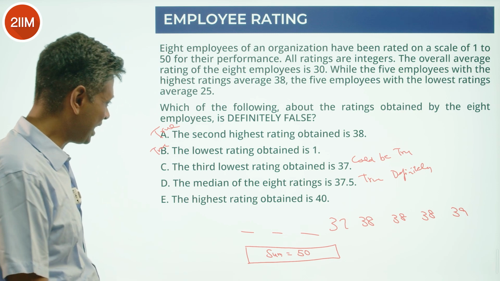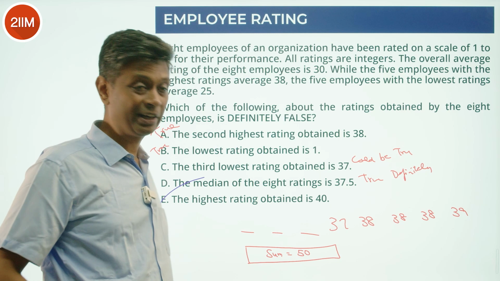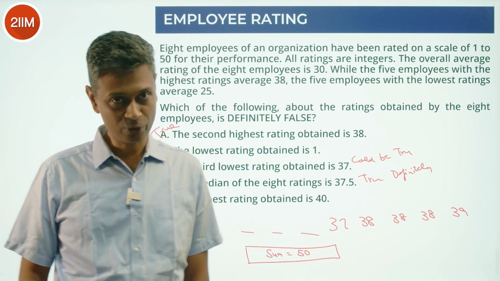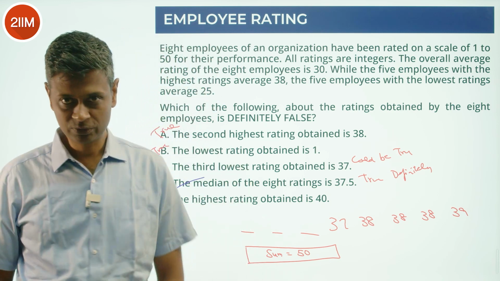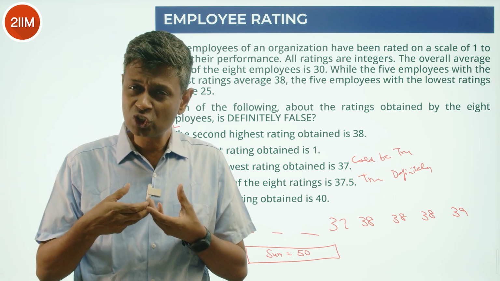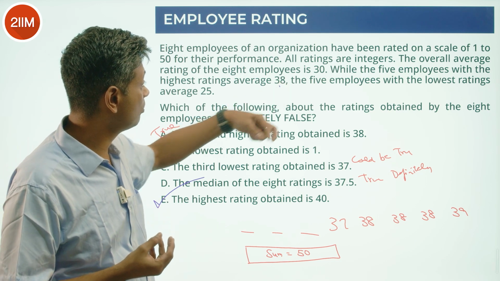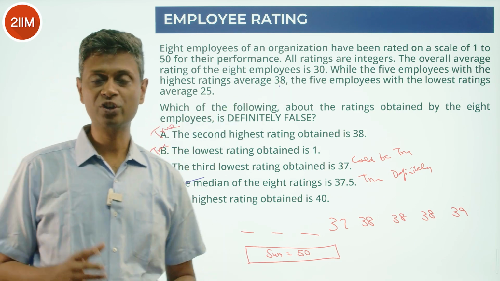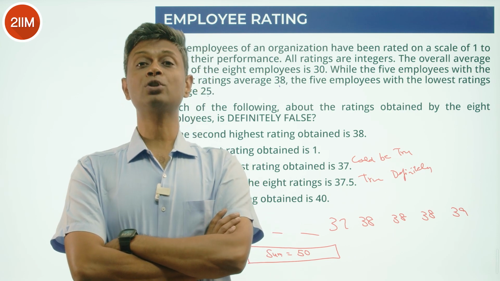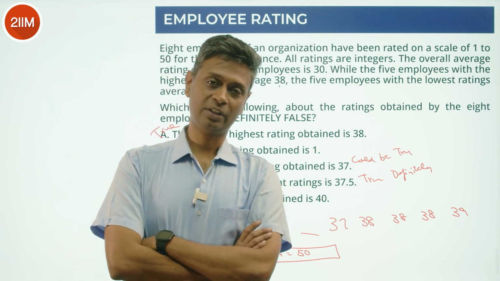Let's go. The highest rating obtained is 40. No. Highest rating obtained cannot be 40. Highest rating obtained could only be 39. It cannot be 40. Superb question. The idea that the overall average is 30, the top 5 average is 38, bottom 5 is 25. Very interesting. So it narrows down the middle 2 numbers brilliantly. And then we can make a bunch of inferences after that.